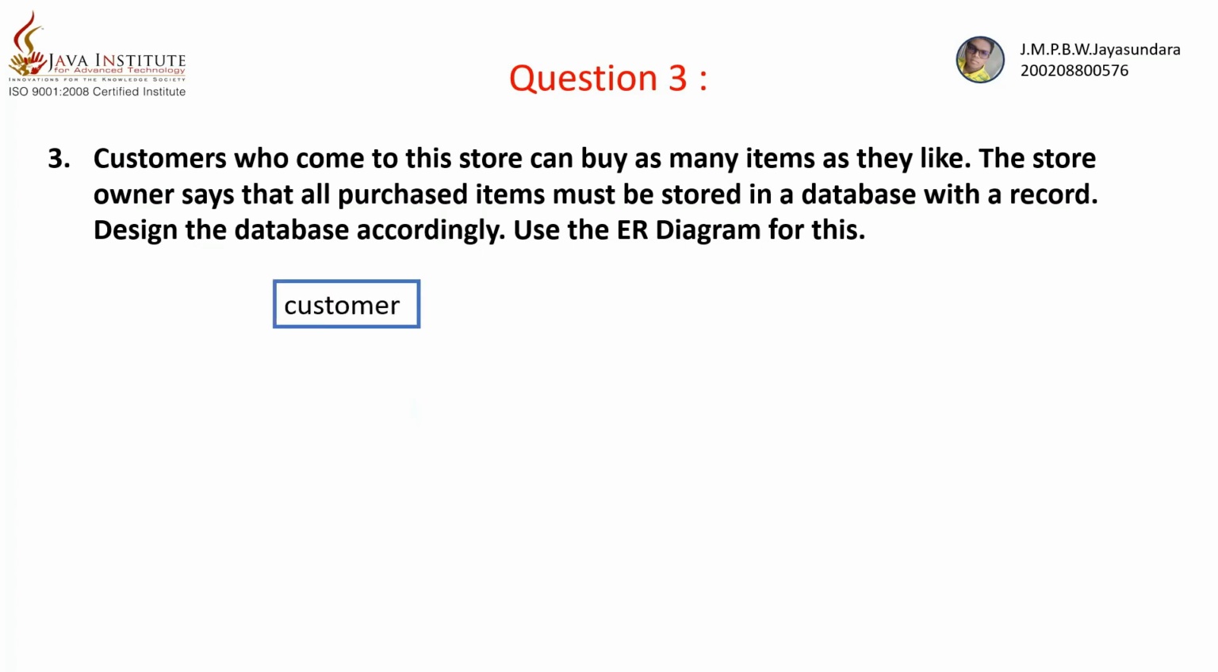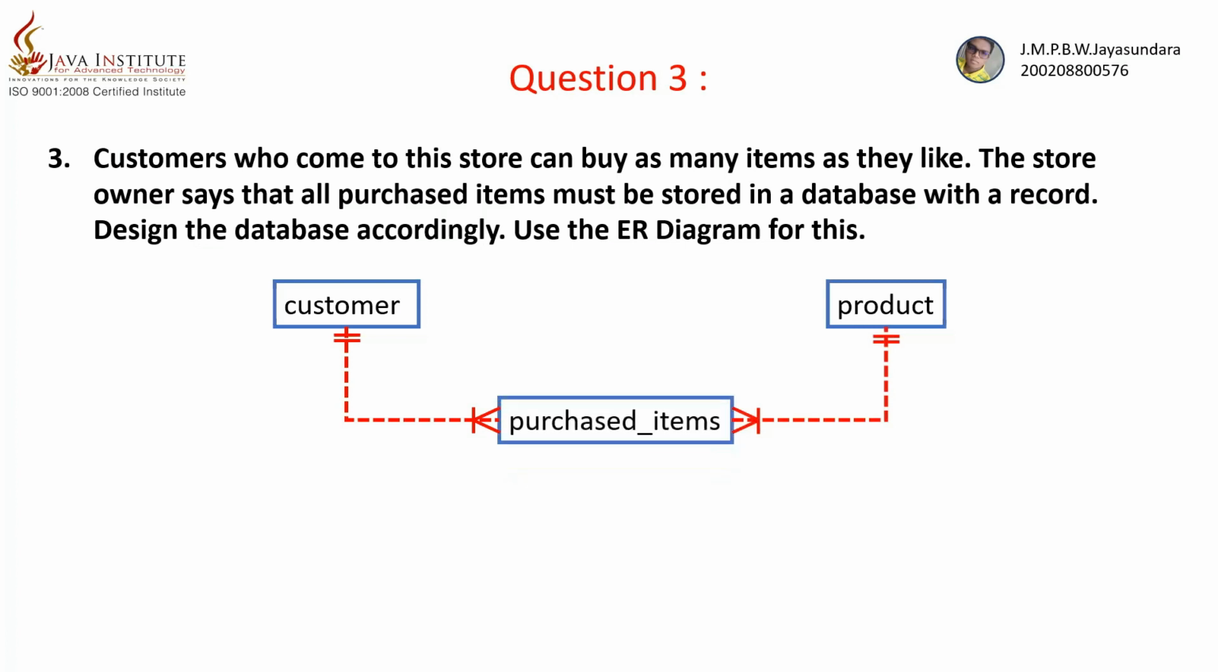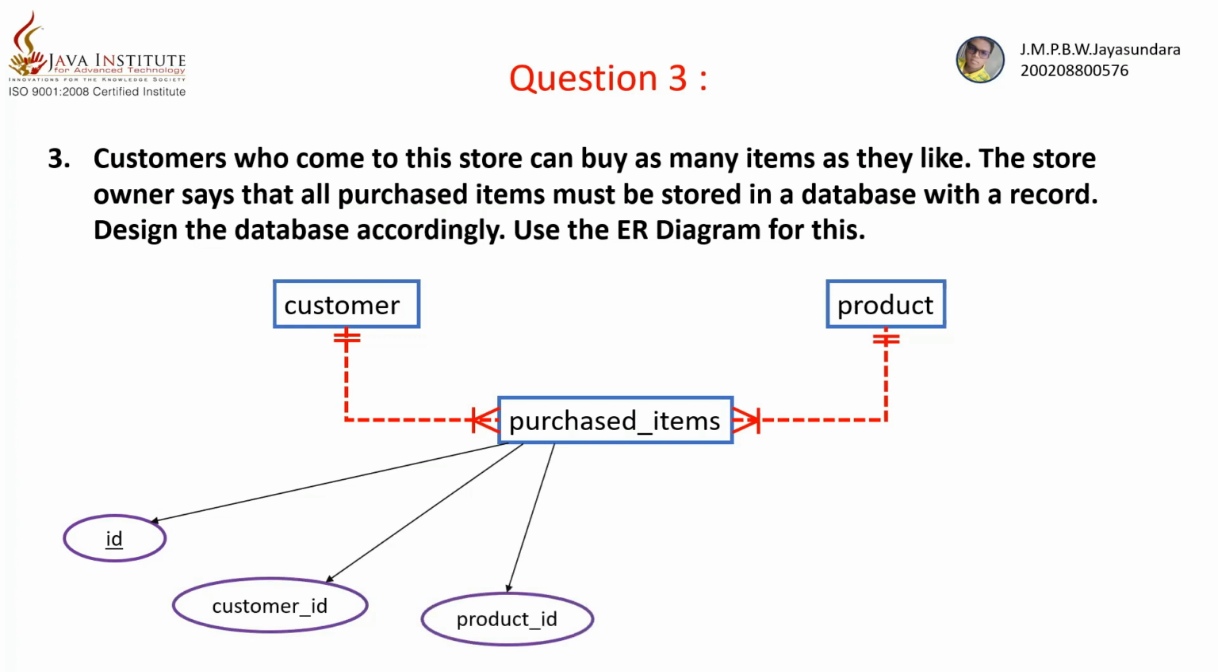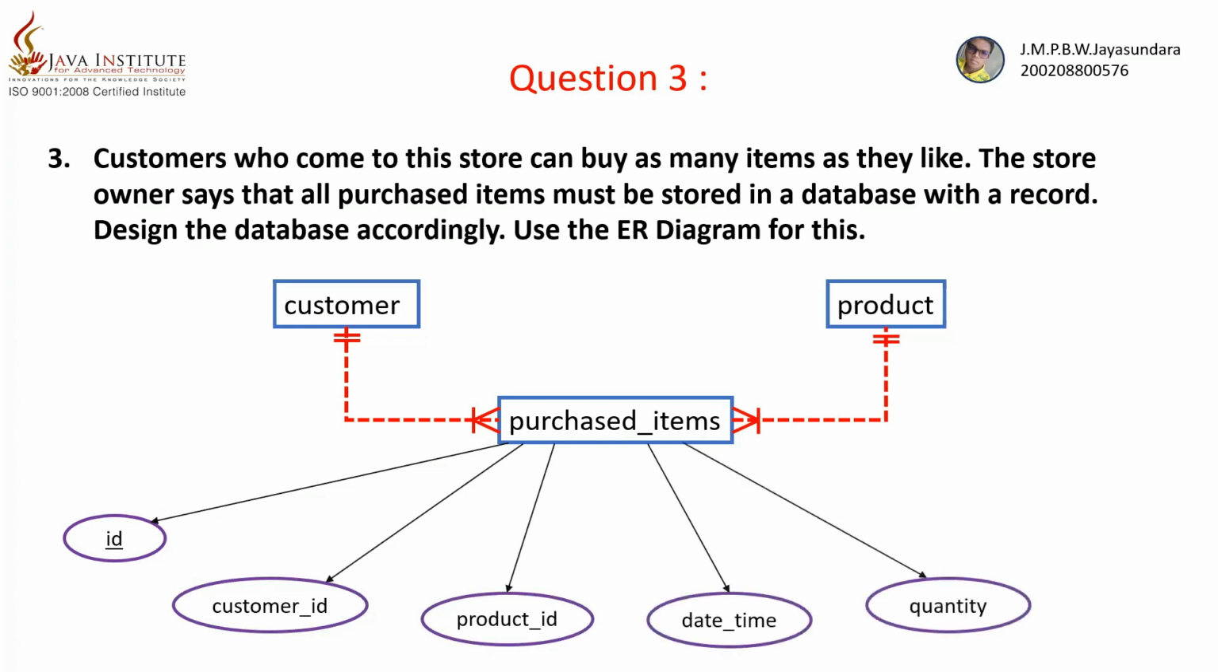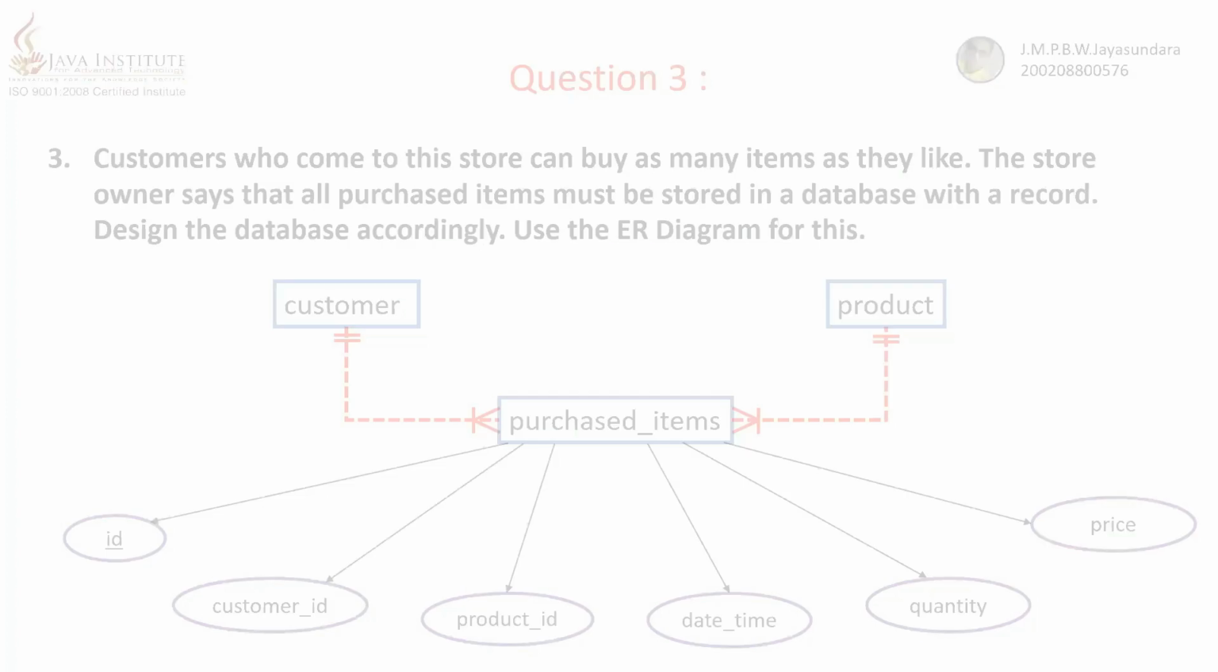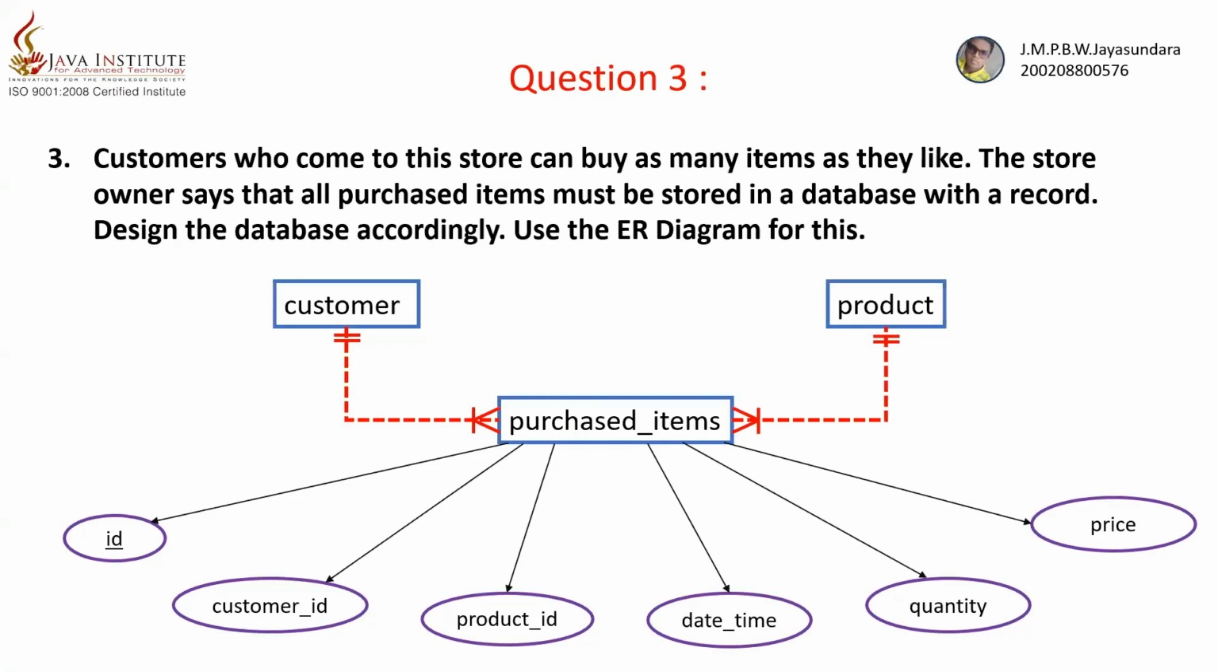So here we have our customer table, and here we have our product table. Since the customer and product tables have a many to many relationship, it's going to add a third table, customer has product. We can rename it as purchased item. In our purchased item table, we can insert the column ID. ID should be the primary key, and then customer ID, product ID, date, time, quantity and price. So let's go and create this in our database.